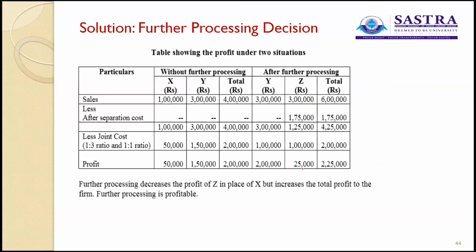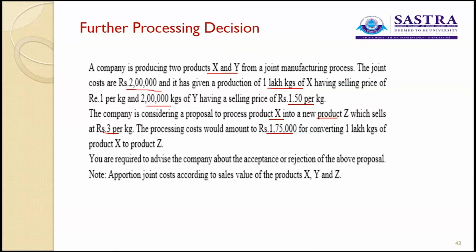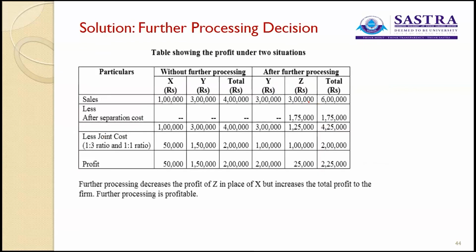Now the table shows your profit under 2 different situations: without further processing and after further processing. We have X and Y before processing, and Y and Z after processing. As we said, X is to be replaced by Z. Sales are 1 lakh rupees and 3 lakh rupees before, and 3 lakh and 3 lakh after. See here, it is 1 lakh kgs into 1 rupee and 2 lakh kgs into 1.5. That's why it is given as 1 lakh rupees and 3 lakh rupees.